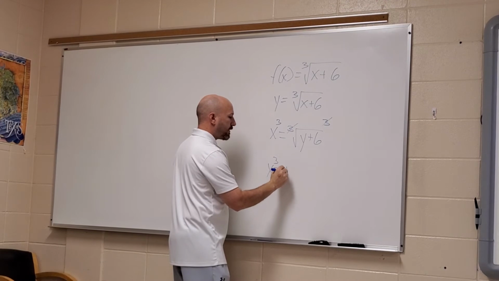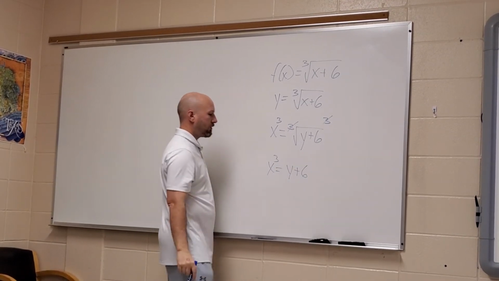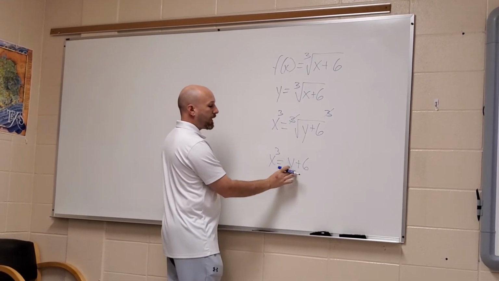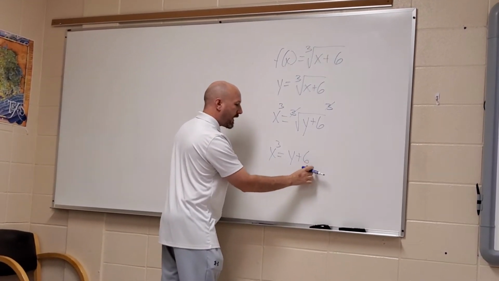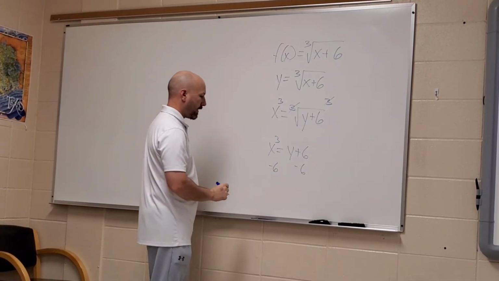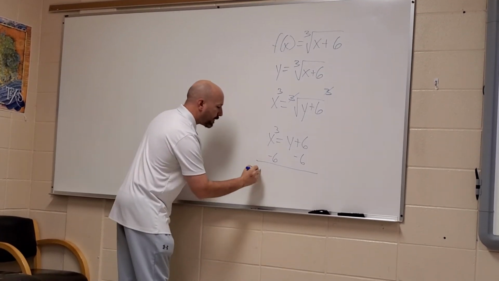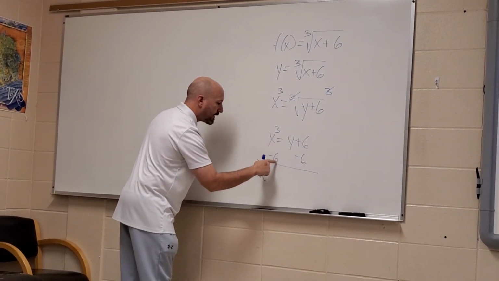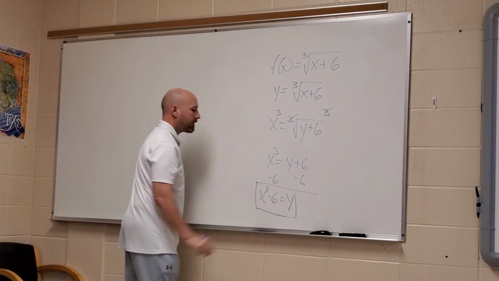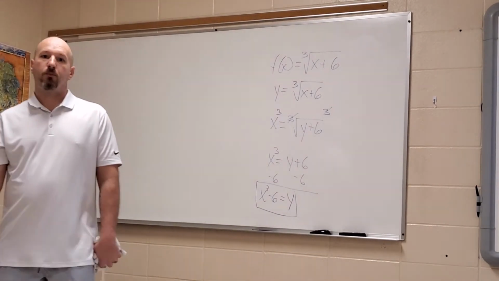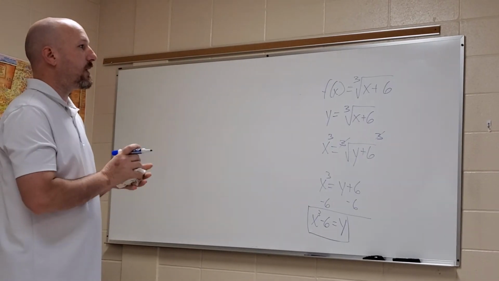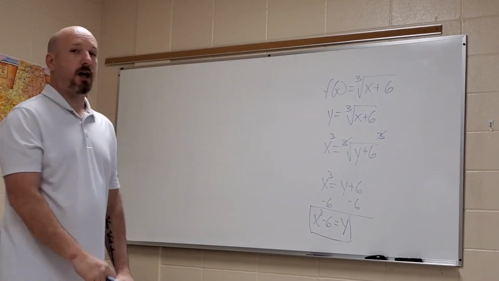So we're left with y plus 6. Okay, and now we need to get y by itself, so we've got to get rid of this 6. So if it's plus 6, we just minus 6. So then we are left with x cubed minus 6 equals y. And that is our inverse. Okay? So you're going to solve the remaining problems in this section the exact same way.